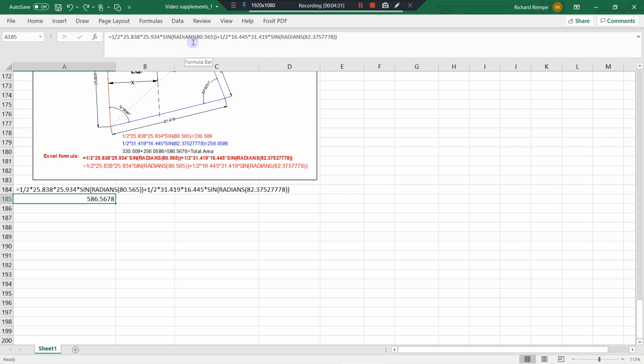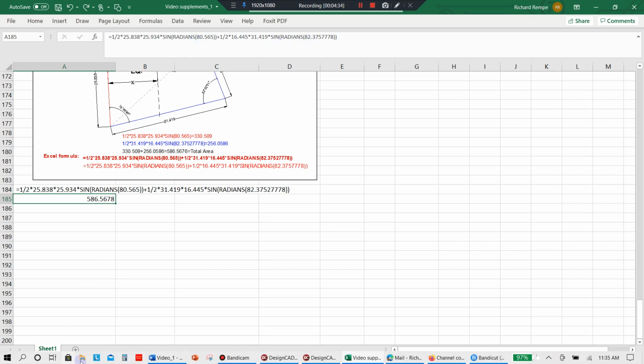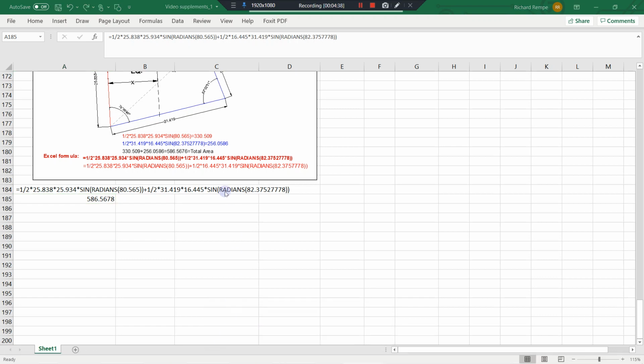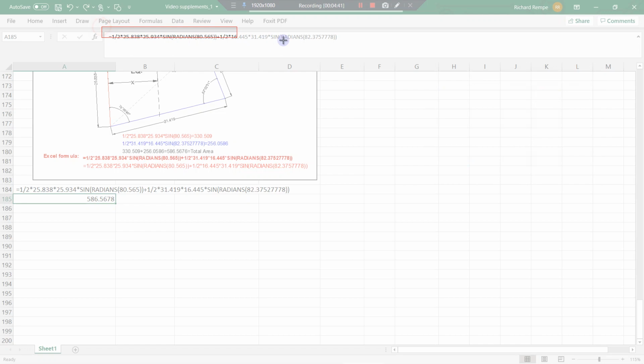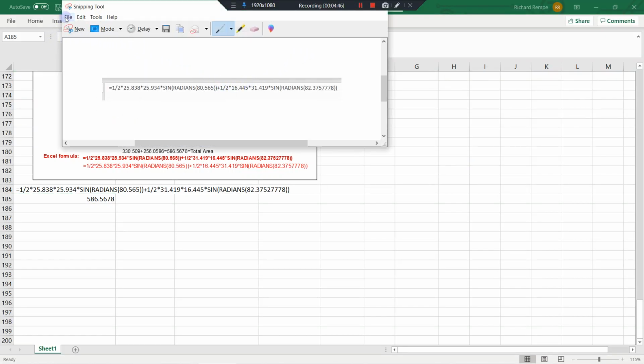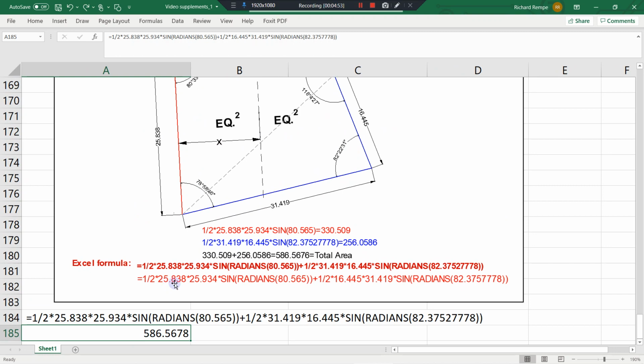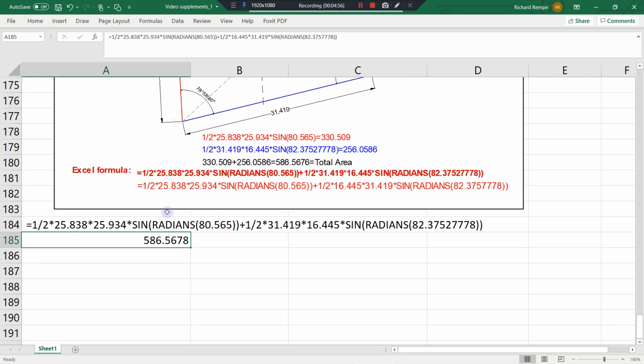That's just how you put it into Excel. I don't know if I can zoom in on that for you. I could take a screenshot. Well, what I can do is zoom in on this, so you can see that formula there. This is text. I'm not even sure that worked out, but this up here is for sure going to be that: 1/2 times 25.838 times the sine in radians of 80.565, plus 1/2 times 16.445 times 31.419 times the sine in radians. It looks like it's done correctly, so this one's just text.